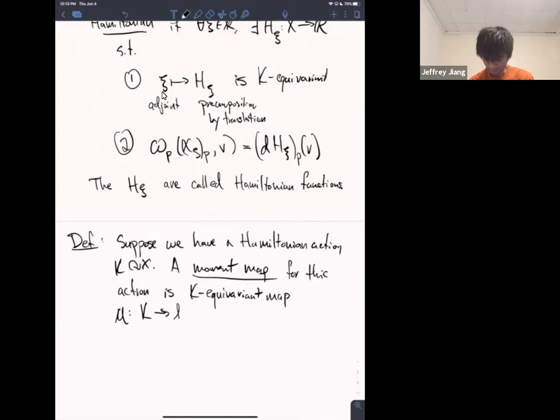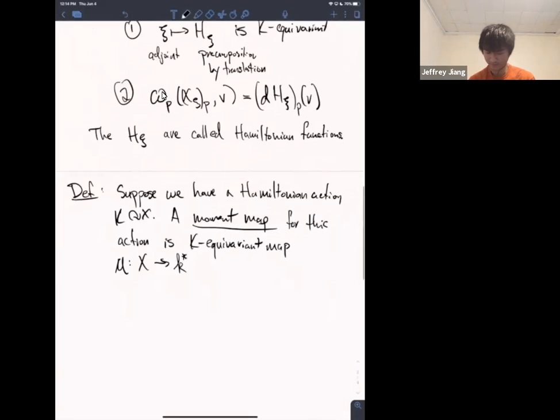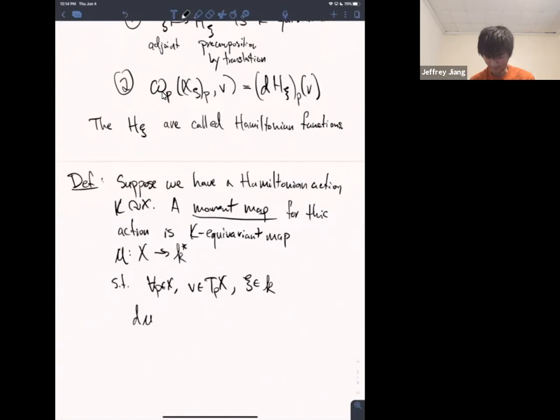So I think the action here is conjugation, and then the action here is the coadjoint action. If I recall, or no, it shouldn't be from K, sorry, X to k dual, such that for any point p in X, tangent vector v in the tangent space at p, and some Lie algebra element xi in k, if you take the differential of the moment map at p and feed it v, and then you feed this thing xi, this is equal to, as we said above, dH xi at p of v.